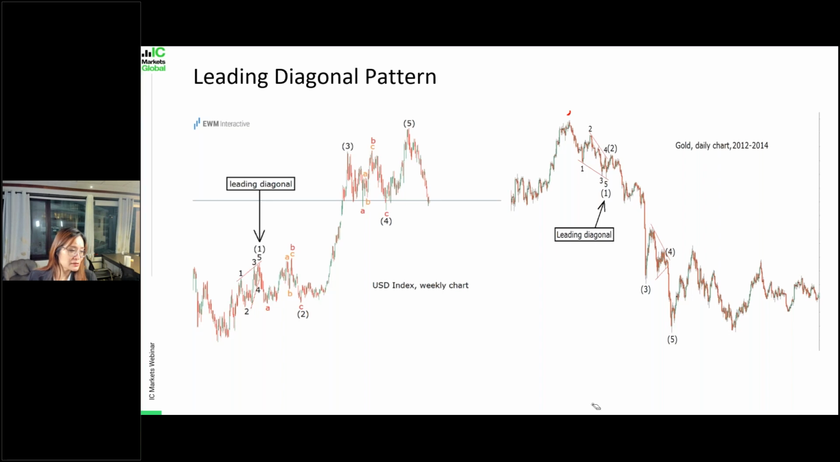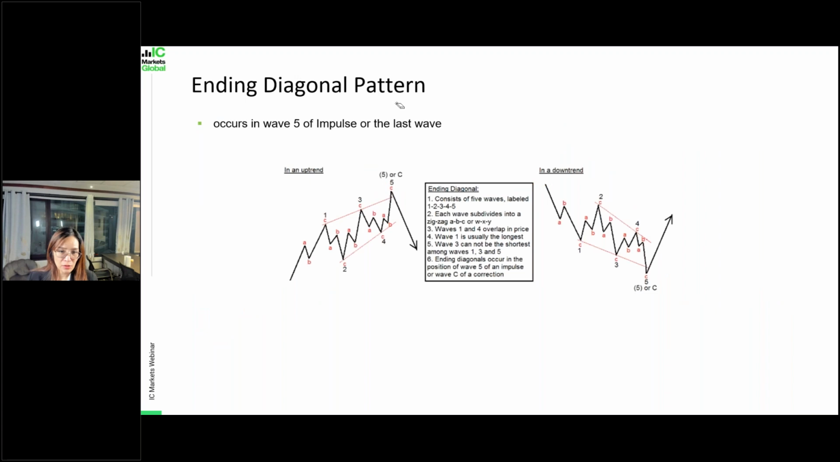Okay, thank you. Another one is the ending diagonal pattern. Actually, it occurs in wave 5. It's the last wave already. Basically, it's the same, it's just that it happens at wave 5. Like over here, wave 5, and then this we call a wedge, right? Here, you pull like that. And then you know that it's wave 5 or wave C, which is an ending diagonal, which consists of 5 waves labeled 1, 2, 3, 4, 5.